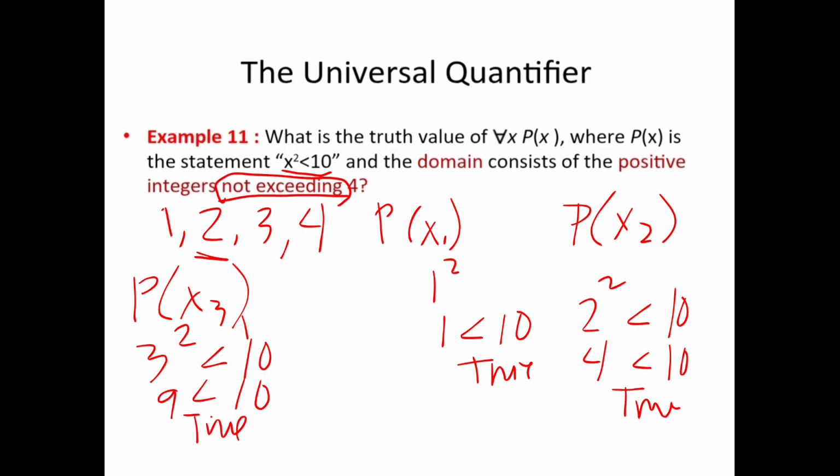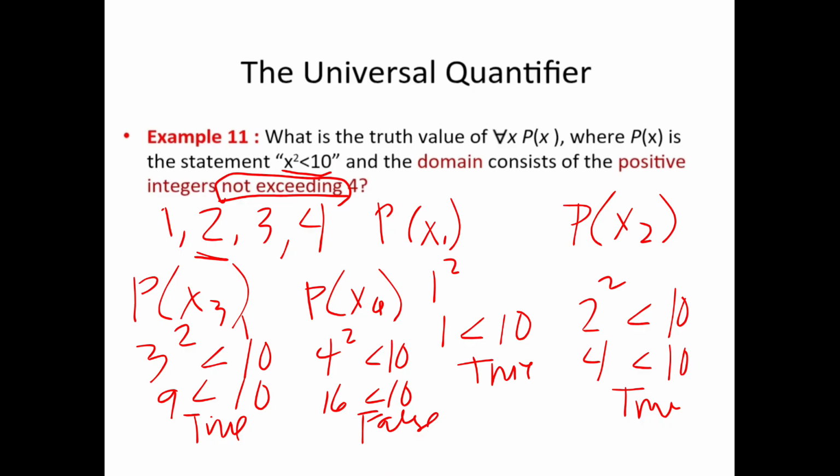And then last is our x equals 4. So 4 raised to the power of 2 less than 10. So 16 less than 10 is false. So, therefore, based sa ato solution, there is a counter example which is false. So, ang x1 nato true, x2 true, x3 true. However, pag abot nato sa x4, we have false or we have a counter example.